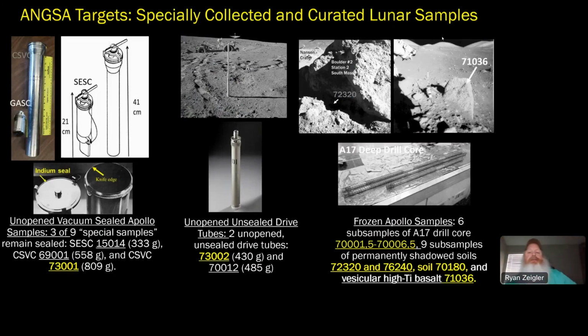And so just real quick, so that everyone knows what we're talking about. This is the Apollo Next Generation Sample Analysis Program. At its core, we opened three previously unstudied samples. We had a sealed drive tube, a core sample vacuum container that we had to extract the gas out of and then extract the material out of. We had an unsealed drive tube, and then we had a frozen sample, as well as some other frozen unexamined samples.